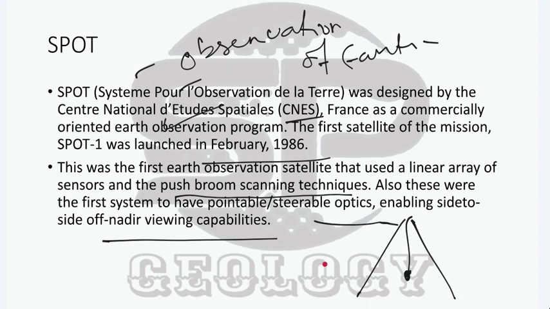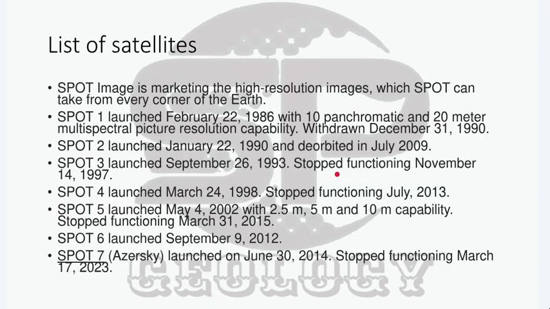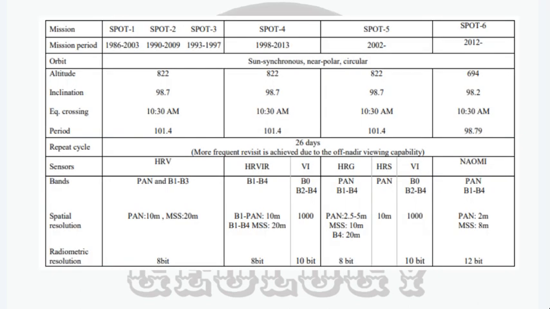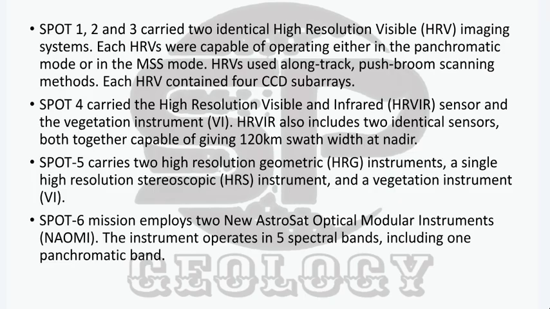This is SPOT. So list of satellites, SPOT 1 to SPOT 7. SPOT 7 was recently launched, March 17, 2023. So we have data from SPOT 1 to SPOT 6. I have not tracked that. So these are the sensors. These are the altitude, inclination, period. Okay. So these are the main sensors.